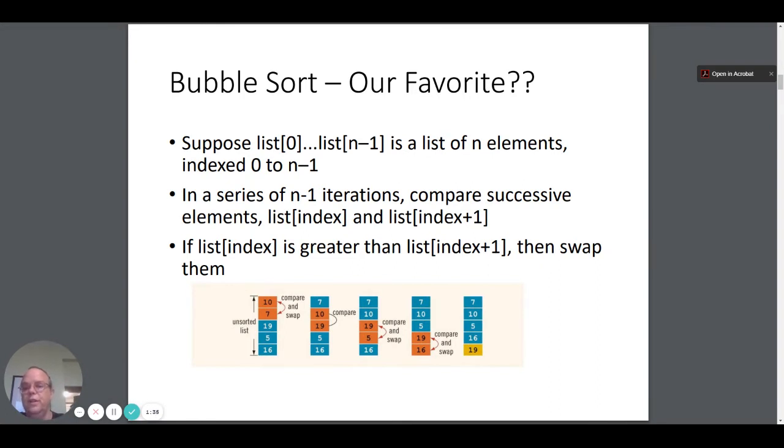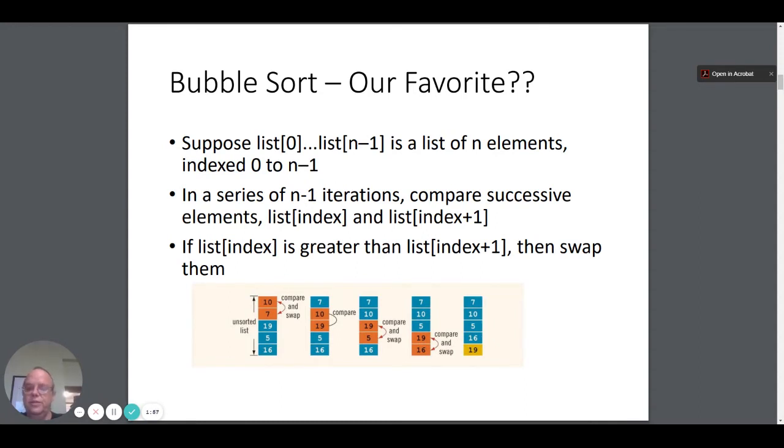So suppose we have a list of n elements, 0 to n minus 1. In a series of n minus 1 iterations, we compare the successive elements, and we bubble them up. Basically we take the greater one and swap it with the smaller one if the greater one occurs before it in the list.